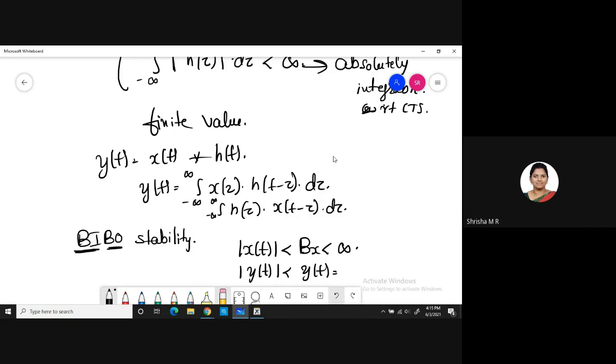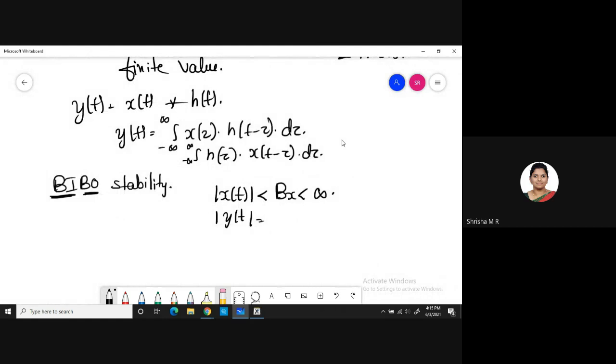So modulus of y of t is given as integral tau equal to minus infinity to infinity modulus of h of tau into modulus of x of t minus tau into d tau. Got it? This is the condition for an output to be bounded for a stable system. Clear? So we are checking the BIBO stability, that is bounded input, bounded output.